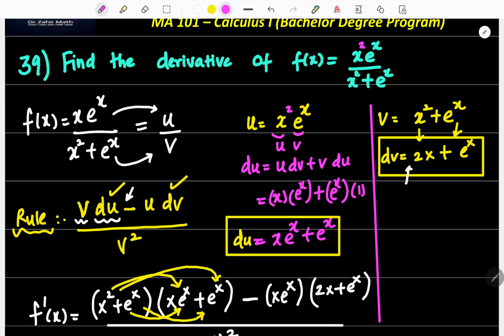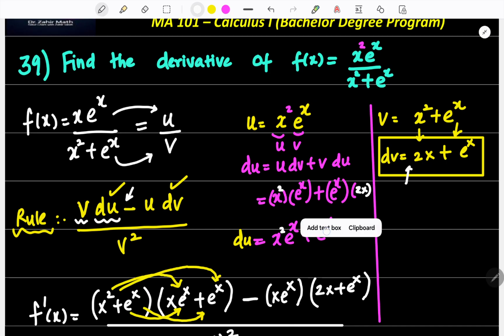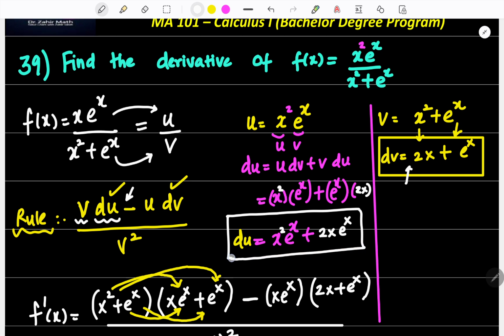So this will be x square and this will be x square, right? A small change. This will be x square and this will be e power x times this. Derivative of x square is what? 2x. So you will get here x square e power x and then plus you will get 2x e power x. So I will erase this one and this one multiply, you will get 2x e power x. So this is your du because I took the function as x. So that is why there is a mistake.